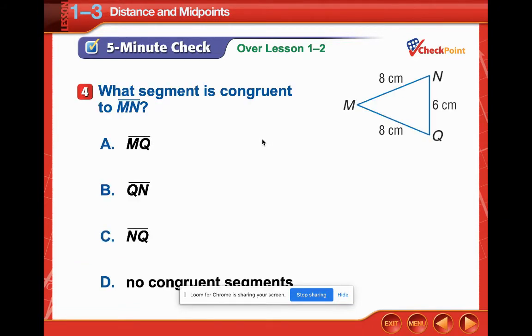What segment is congruent to MN? Why don't you take a second and think about this? Hopefully you didn't have to think too hard, because remember what congruent means? Congruent means equal or the same. MN over here is 8 centimeters. So what else is 8 centimeters? MQ. MQ is 8 centimeters. QN is 6, so that's no good. NQ is also 6. No congruent segments. What? MN and MQ are the same. Come on. They're definitely congruent.